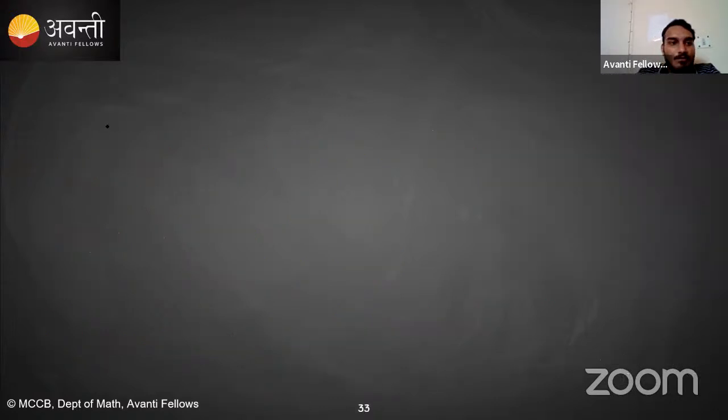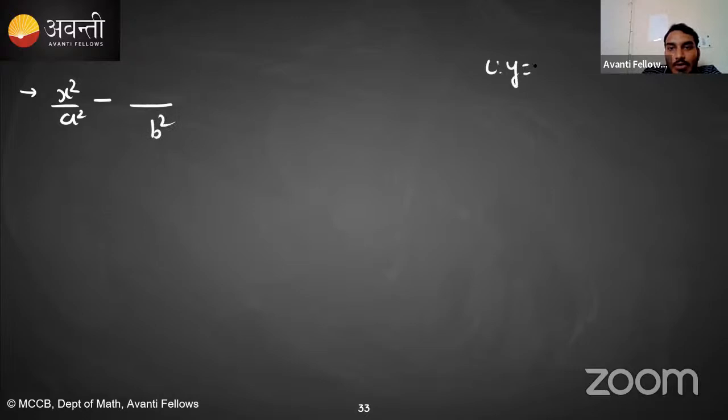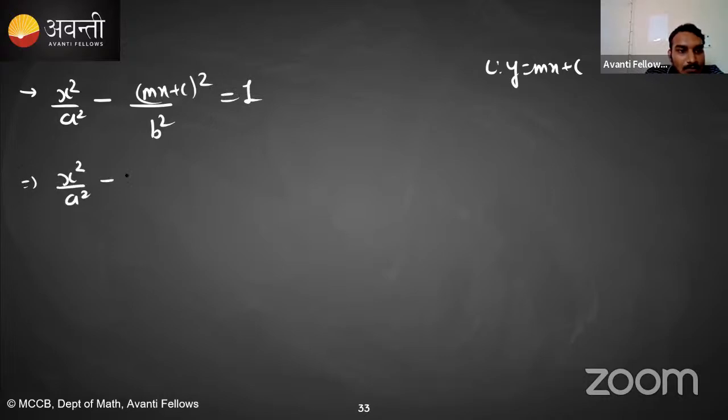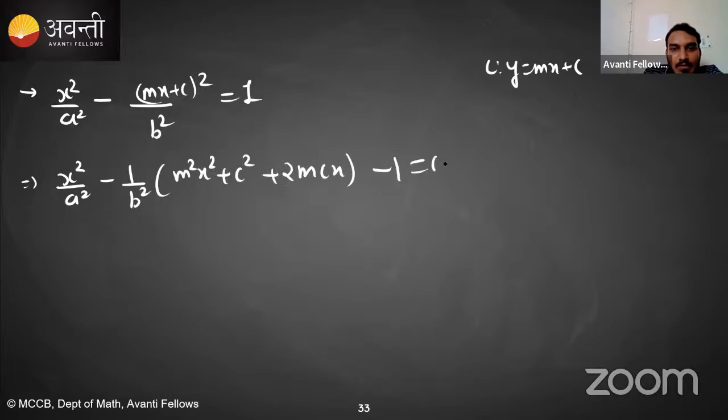Okay. So now let's solve. Solve: x square by a square minus y square by b square, and what is y? The line is y is equal to mx plus c. So instead of y I'm just putting mx plus c whole square is equal to 1. Okay, what comes from here: x square by a square minus 1 by b square into m square x square plus c square plus 2mcx, minus 1 is equal to 0.